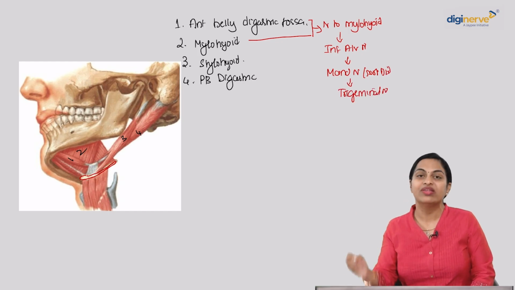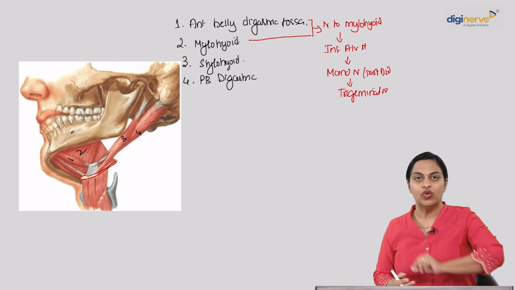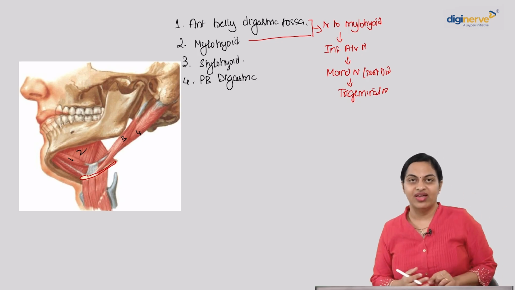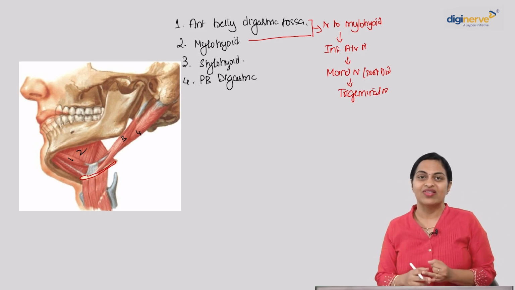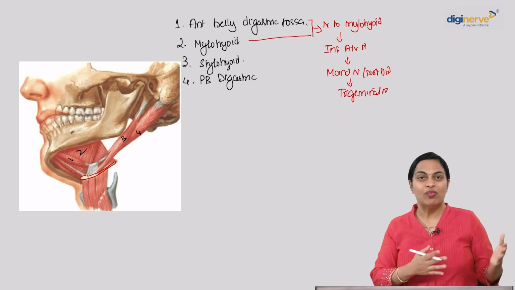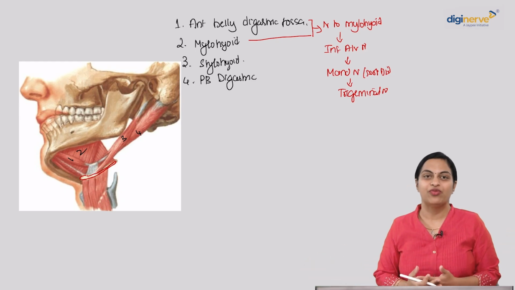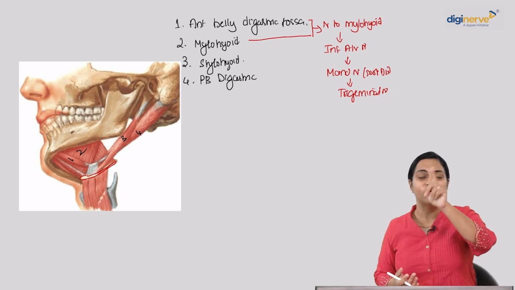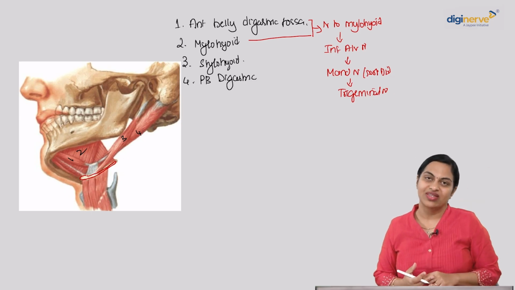Of course, all this is important because they can ask you a question. Anterior belly of the digastric is innervated by 6th nerve, 7th nerve, 5th nerve, 8th nerve, right? So you might not have the direct answer in the options always. You should be able to take it to the trigeminal nerve in that case.